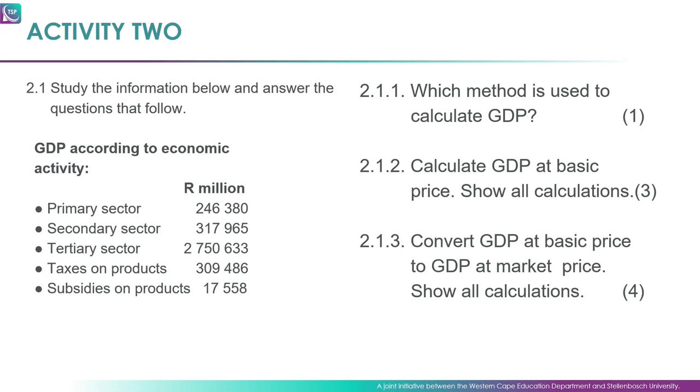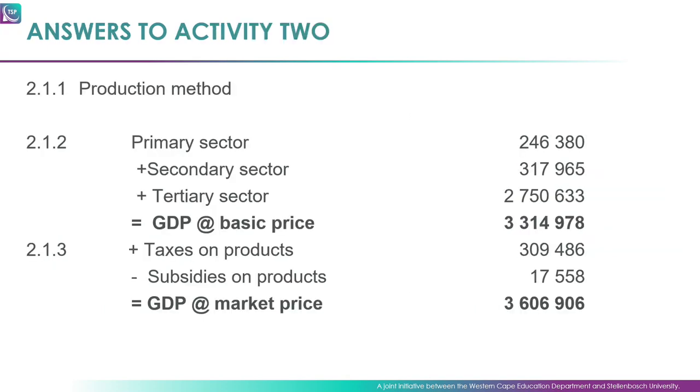So if you look at my memo here, you would see there, yeah, we already know that that answer was the production method, but 2.1.2 asks you to calculate GDP at basic price, whereas 2.1.3 asks you to calculate GDP at market price.